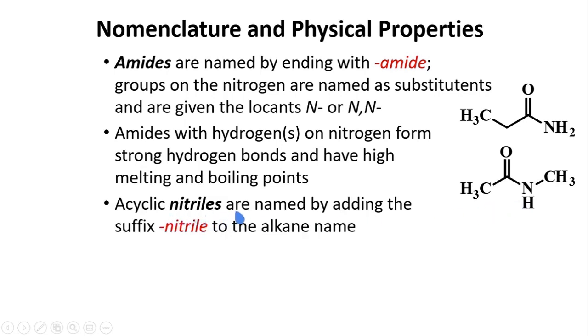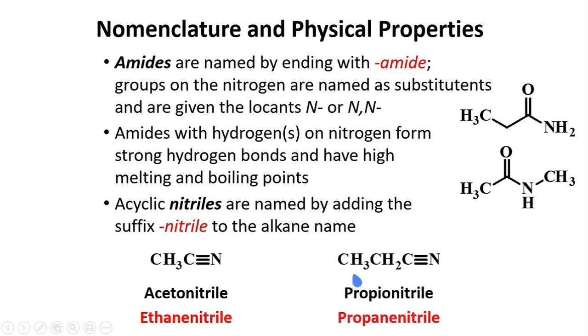Acyclic nitriles are named by adding the suffix nitrile to the alkane name. This is acetonitrile, or ethanenitrile, since there are 2 carbons. For this compound, there are 3 carbons, so we call it propionitrile, or propanenitrile.